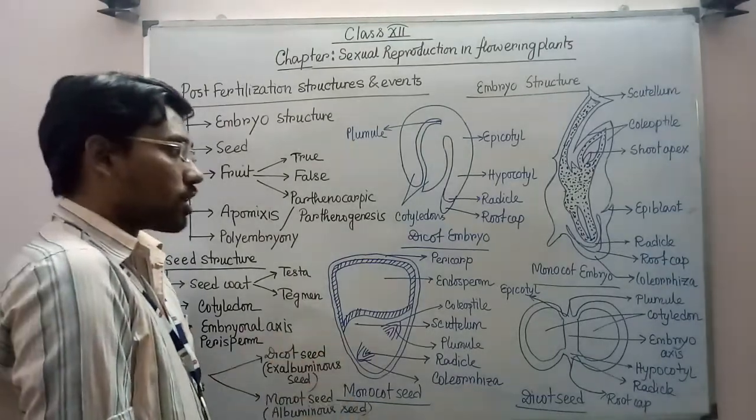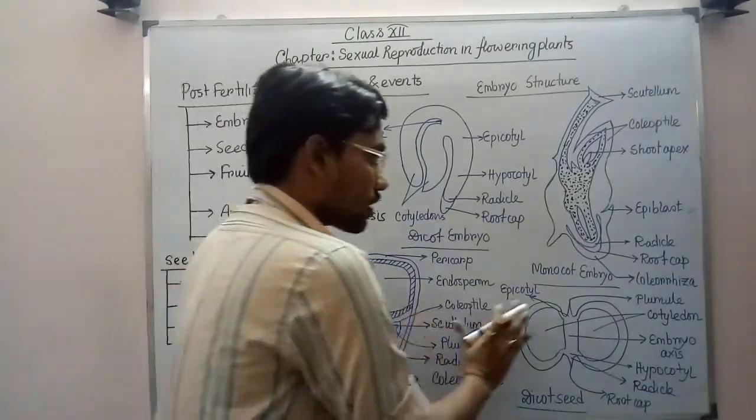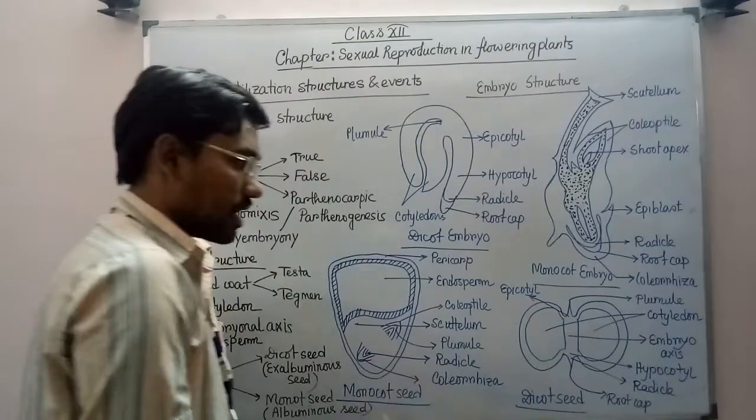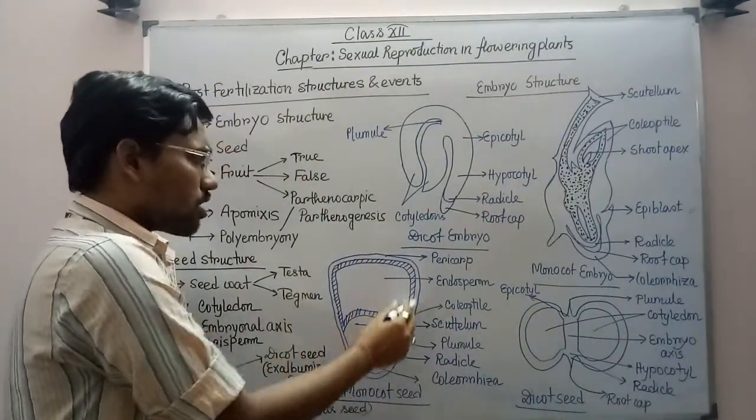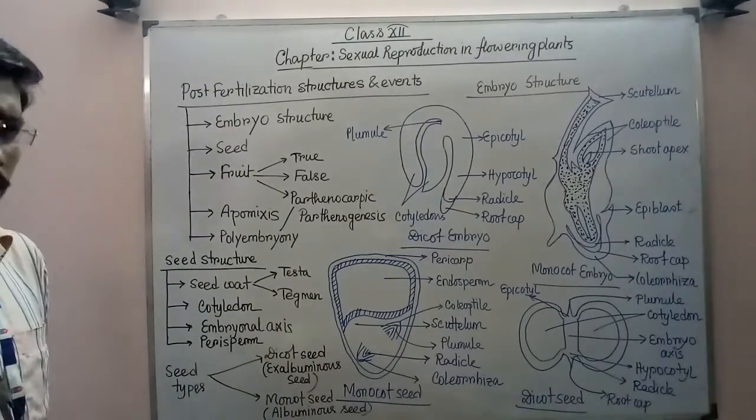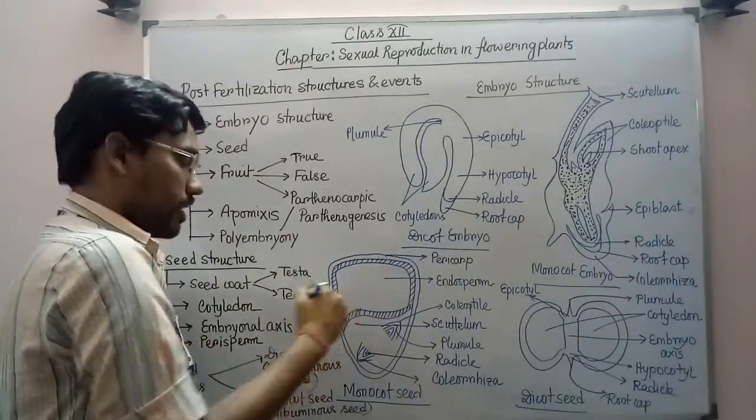Now we are again coming to the figure. This is the monocot seed structure, and this is the dicot seed structure. Let's see the structure of the monocot seed. You can consider the monocot seed structure almost triangular shaped, but with rounded corners.